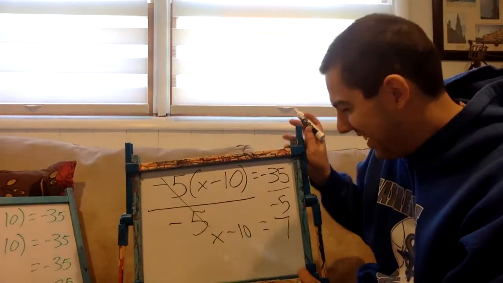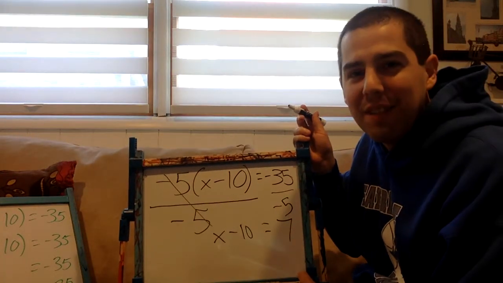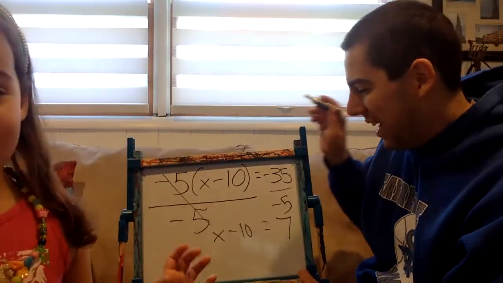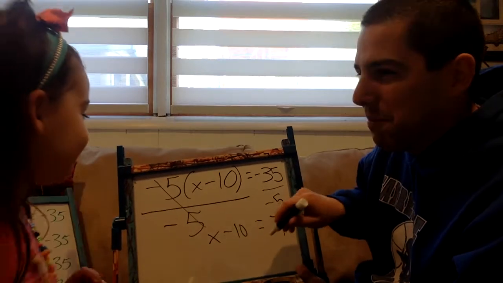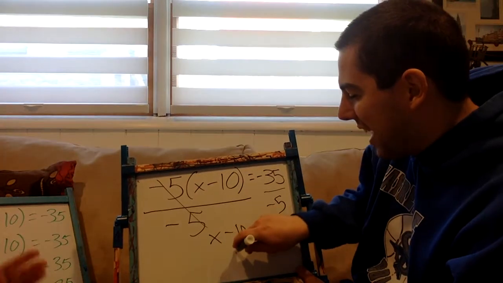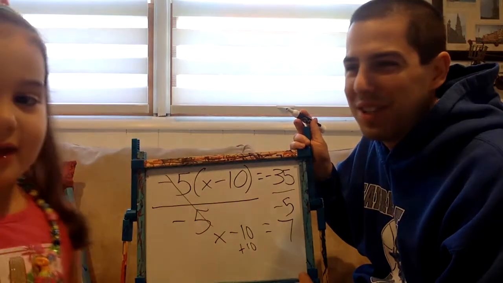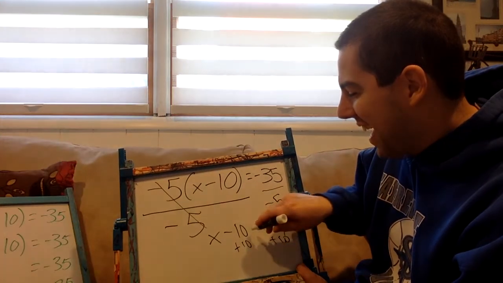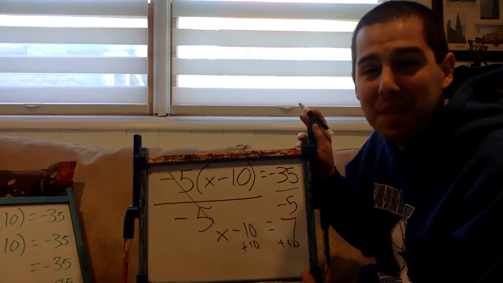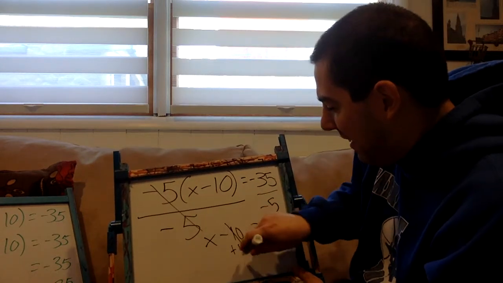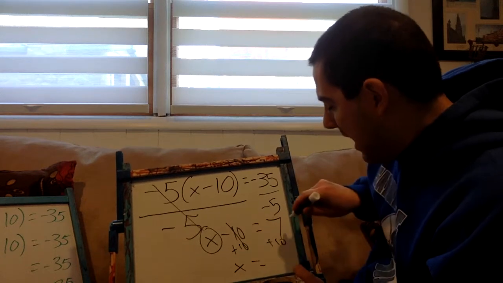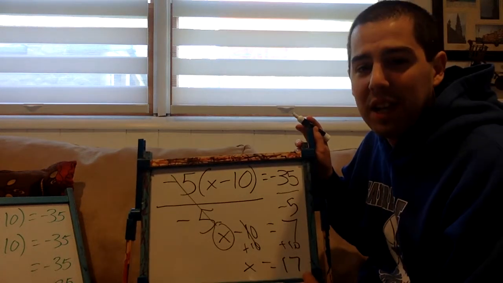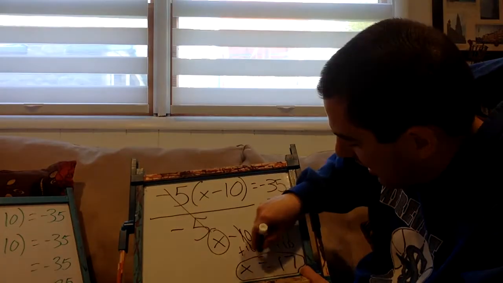So now I have to isolate the variable by doing the inverse operation, which would be adding 10 to both sides. Isolate the variable and balance the equation. -10 and positive 10 are opposites. They make 0, so they cancel out. I've now isolated the variable. And then 7 plus 10 is 17. Okay, so the solution for number 3 is x equals 17.